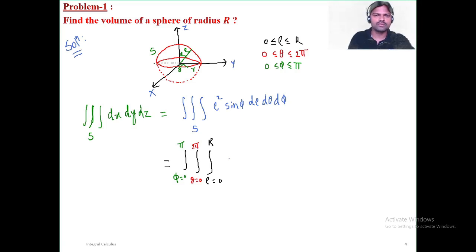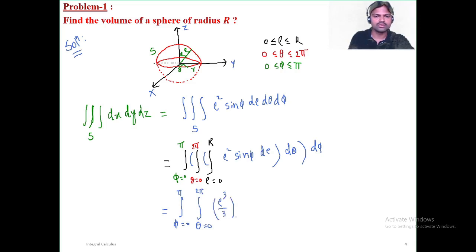So rho square sin pi. First with respect to rho, because I have written the rho limits first, so let me write d rho first. After this, next with respect to d theta. After this, next with respect to d pi. Now this will be a double integration, pi from 0 to pi and theta from 0 to 2 pi. Next evaluate with respect to rho, so rho cube by 3.